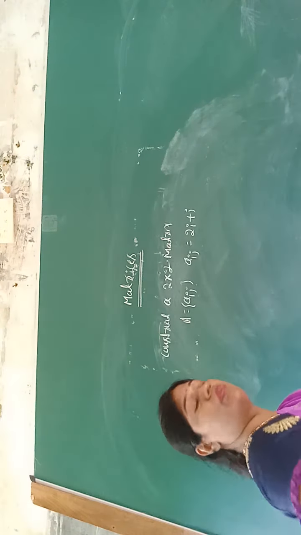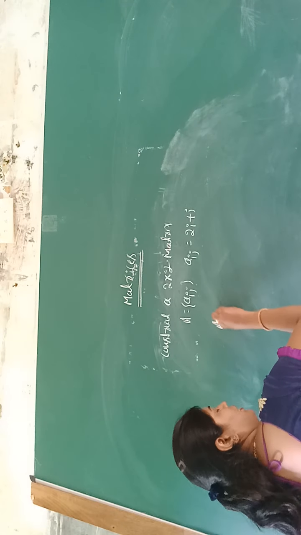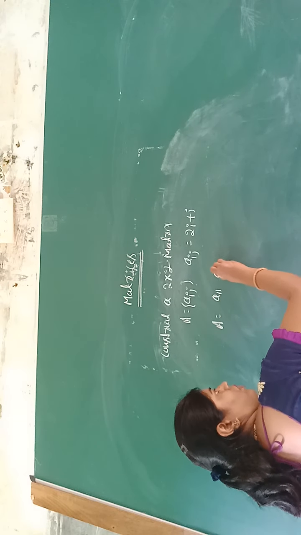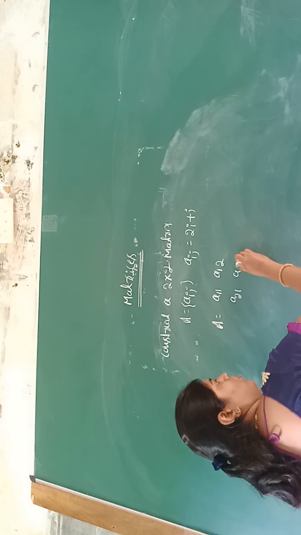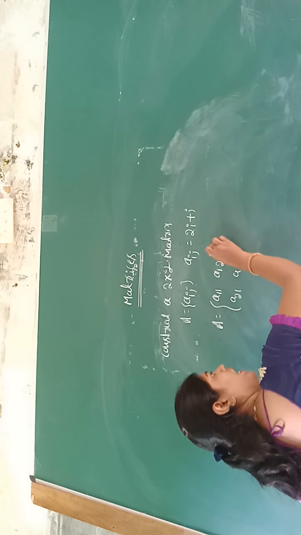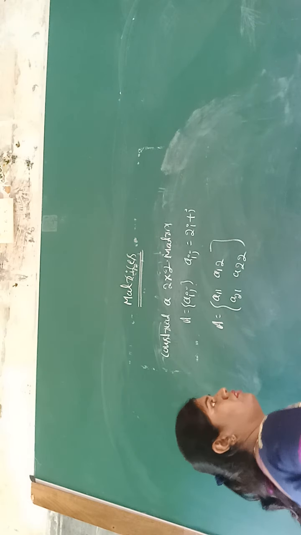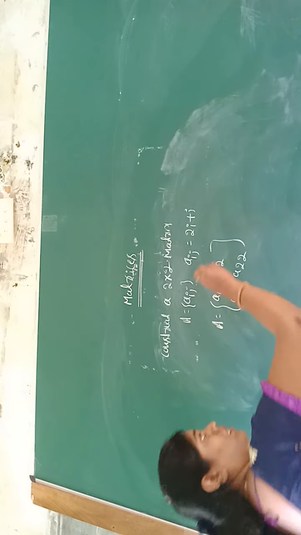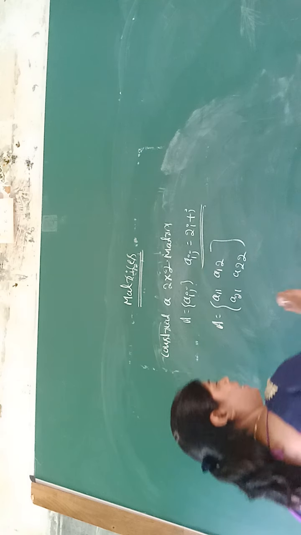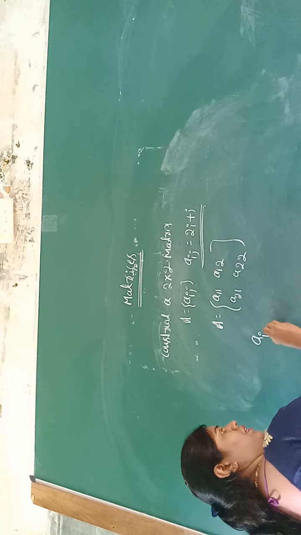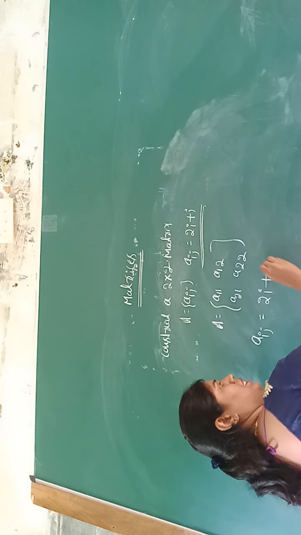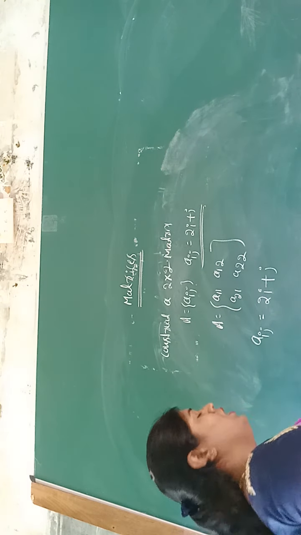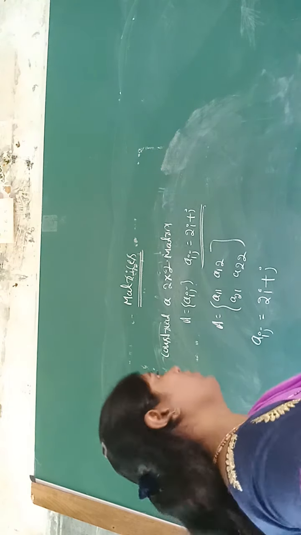What is the 2 cross 2 matrix? General form of a matrix: A is equals to A11, A12, next line A21, A22. We have to get these 4 elements. What is the equation here? Aij is equals to 2i plus j.